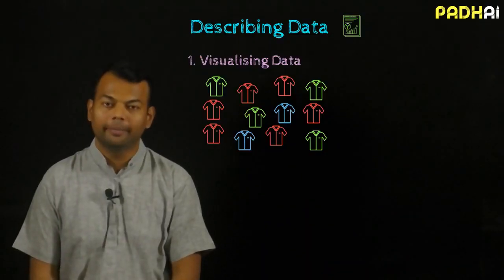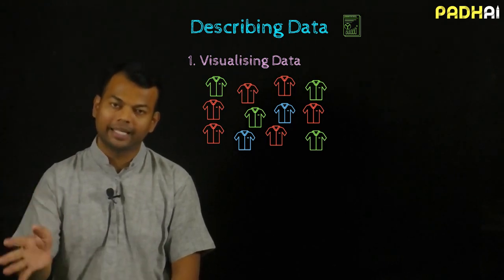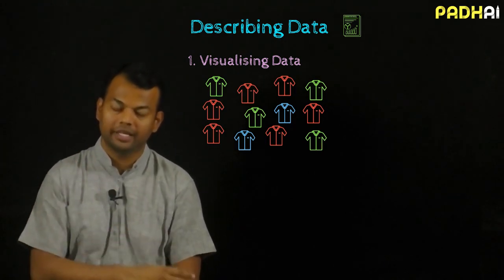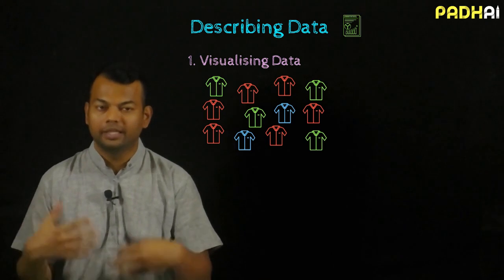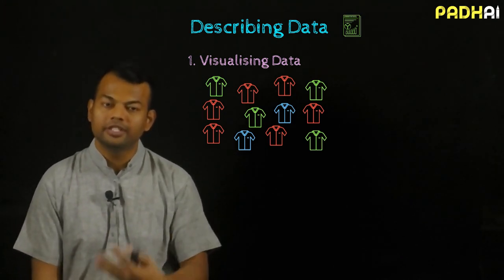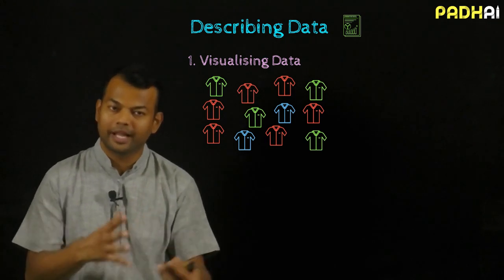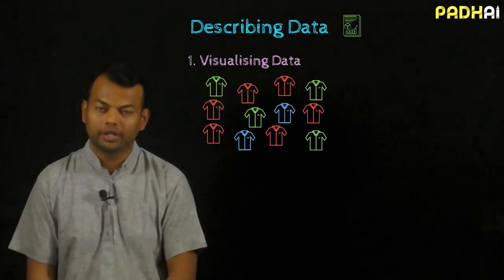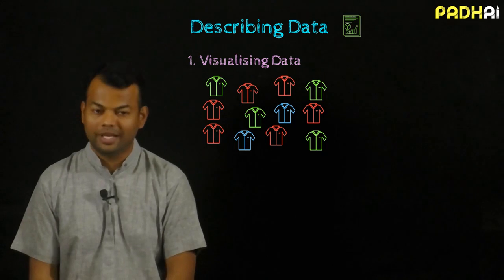Hi, welcome back. So we have talked about collecting data, storing data, processing data, and now it's time to start describing data, right? So describing data again has two aspects. The first is visualizing the data and the other is summarizing data. So let's talk about each of them, right? So let's start with visualizing data.